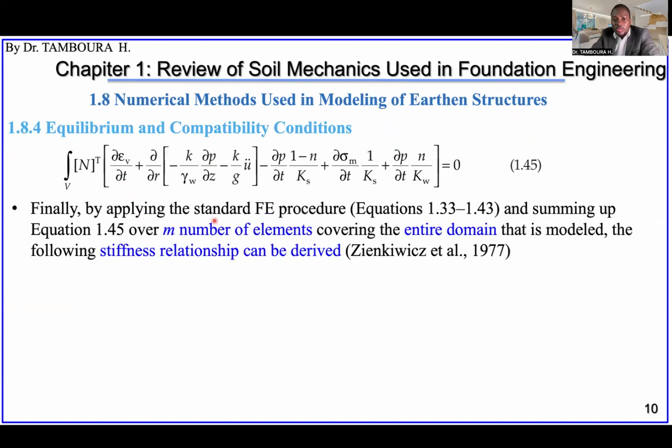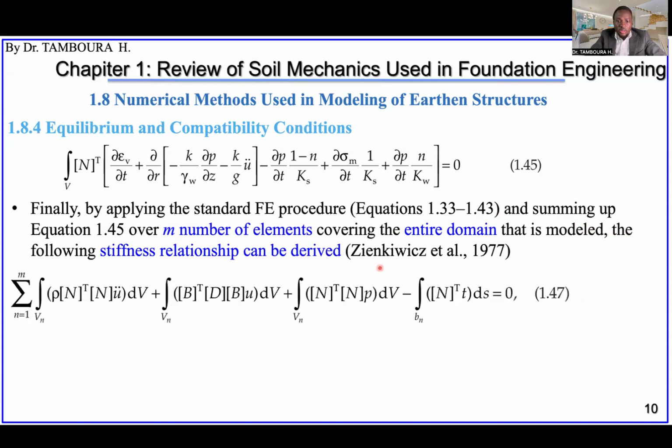So finally, by applying the standard FEA procedure, that means using the equations we have been talking about so far, from equation 1.33 to 1.43, okay, using all these equations and summing up in this equation 45, sorry, over a certain number of elements, m number of elements, covering the entire domain, the total model that is modeled, the following stiffness relationship can be derived. So we can get this stiffness relationship.